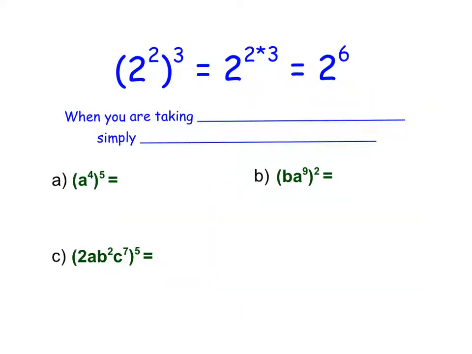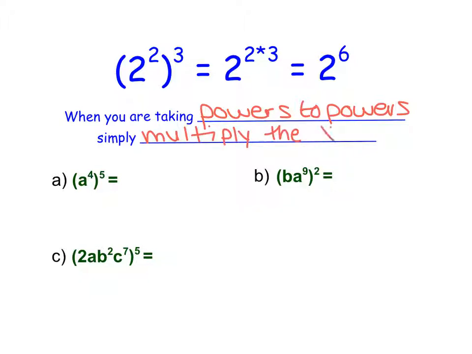So here we're going to summarize what we just discovered in words. It says when you are taking powers to powers, simply multiply the exponents. And then we're going to practice this in a couple of examples down below.